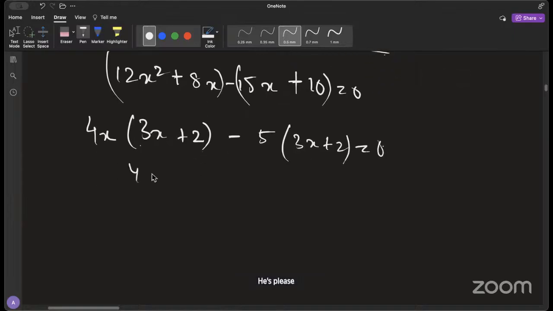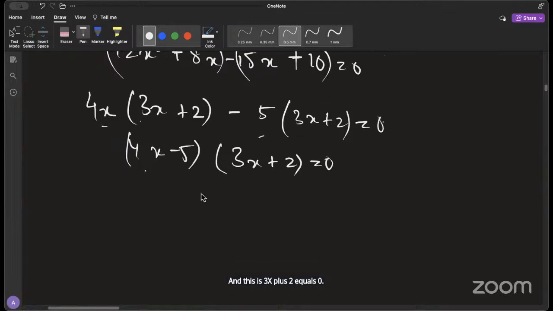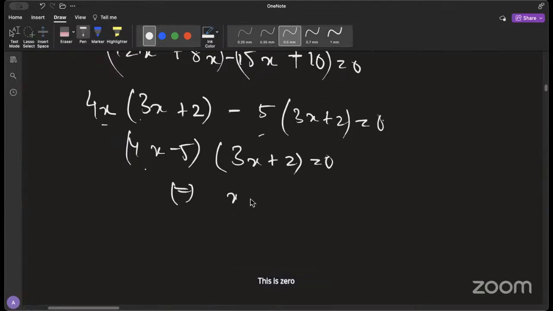And when you club them together, this one will be 4x minus 5, and this is 3x plus 2 equals 0. This is 0 if and only if either x is equal to 5 by 4 from this factor, or x is equal to minus 2 by 3 from this factor.